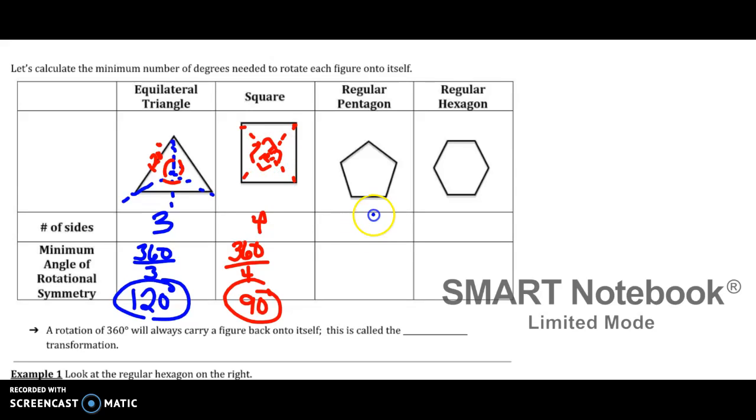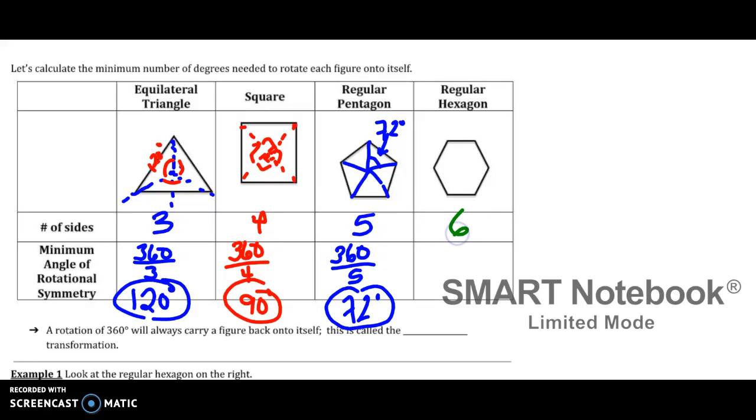For the regular pentagon, there are 5 sides, so 360 divided by 5. About this center point, we would need to rotate 72 degrees, so this angle is 72. All those angles are 72 to rotate the figure onto itself. And for the hexagon, since that has 6 sides, that would be 360 divided by 6, which is 60 degrees. Again, this is rotating about the center point of the figure. Notice all these equilateral triangles in here, so all those little angles are 60 degrees.